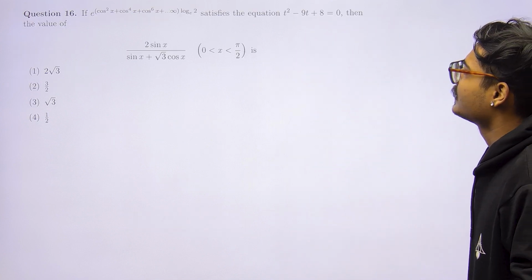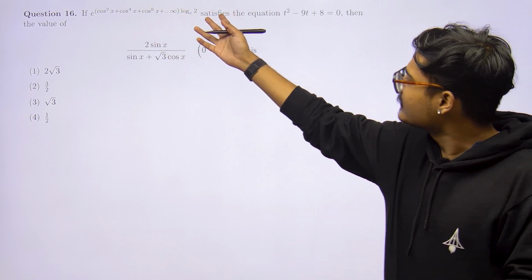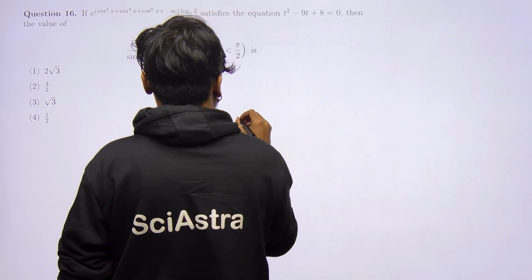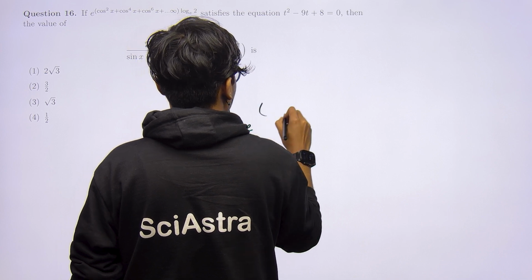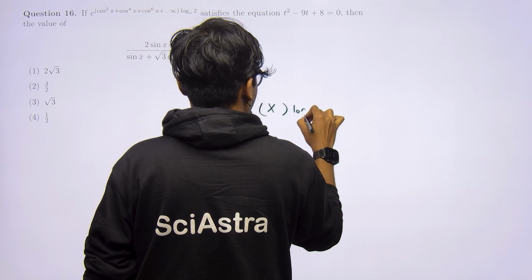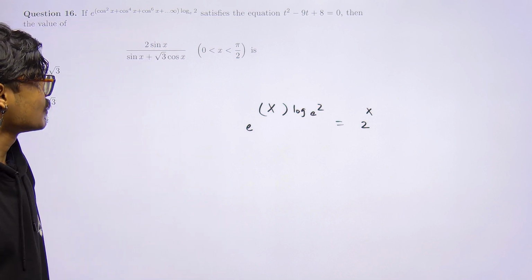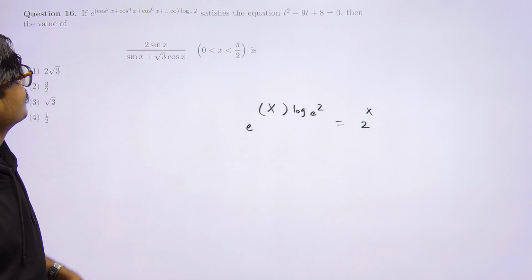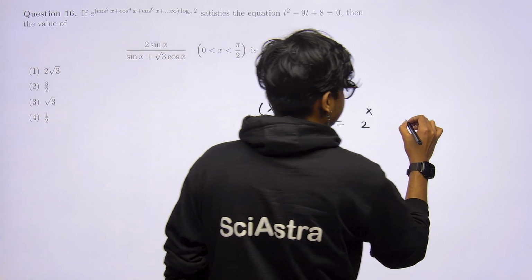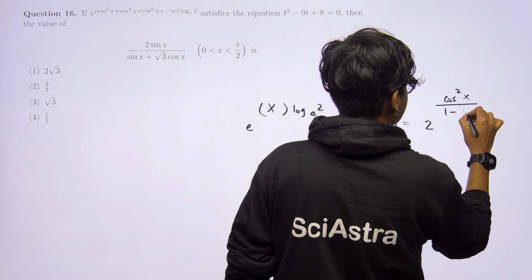Coming to the next question, if e to the power this infinite sum times log 2 base e satisfies this equation, then find the value of this expression. So if I look at this part, e to the power, whatever, let's call this some constant capital X, right? Log 2 base e, this should just be 2 to the power x, right? Okay, using properties of logarithm. Now this infinite sum is nothing but a GP with first term cos square and common ratio cos square, right? So that should just be 2 to the power cos square x divided by 1 minus cos square x, right?